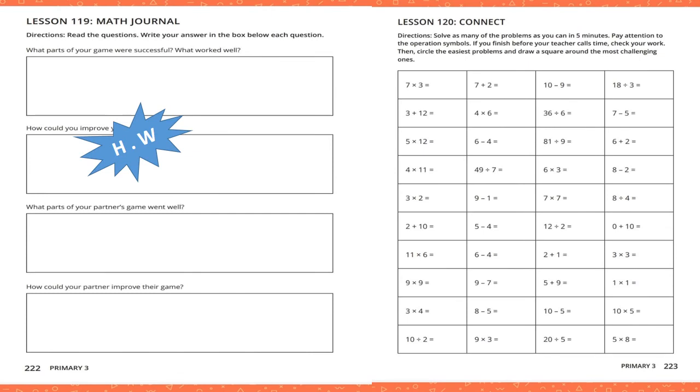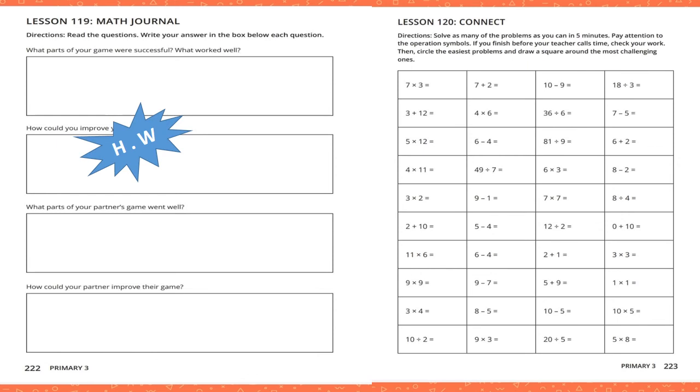Open page 222, Lesson 119. Direction: read the question, write your answer in the box below each question. What parts of your game were successful? What worked well? This page is homework because it looks like a game, okay? You will do it with your partner.